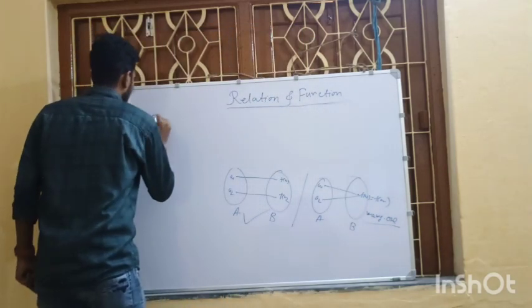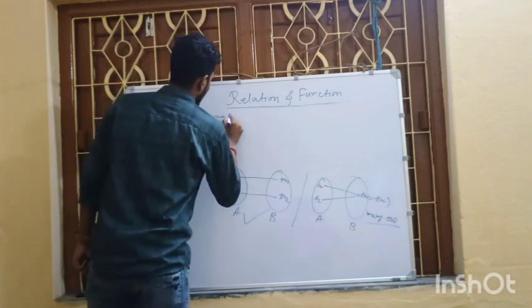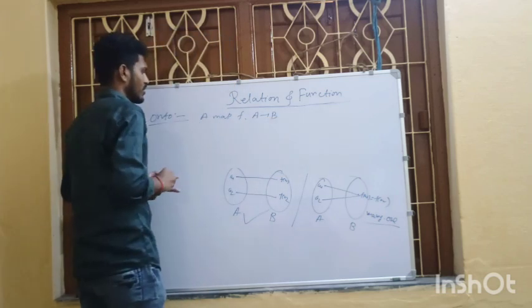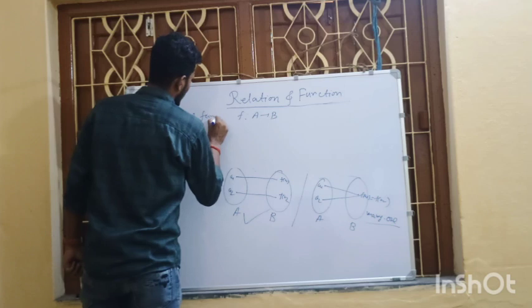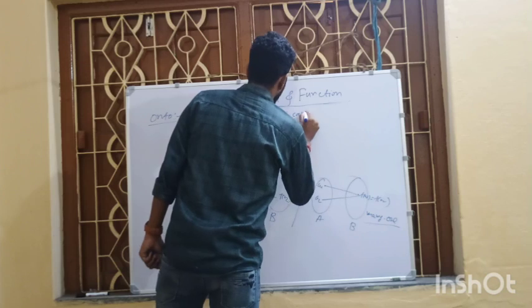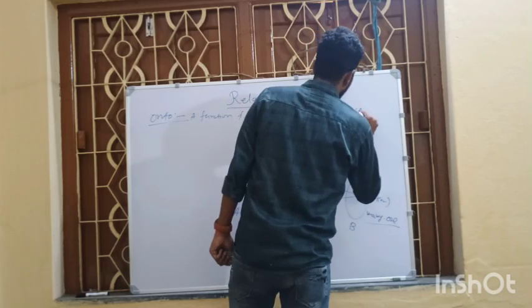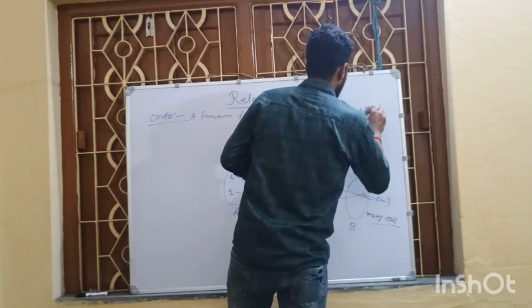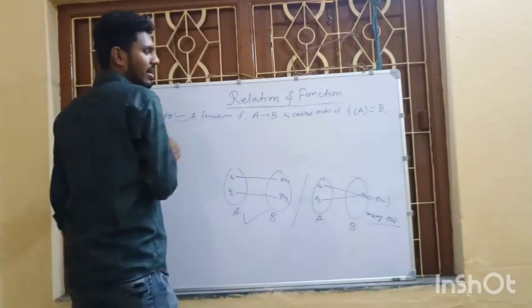So what is onto? A function from A to B is called onto if f of A is a subset of, or actually equal to, B.